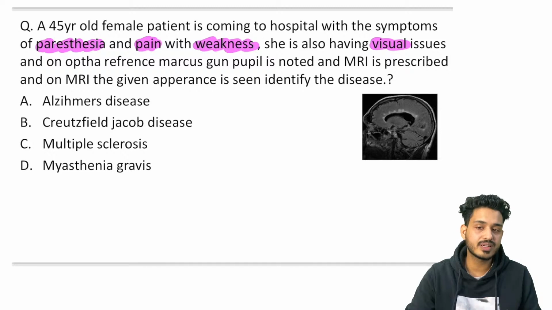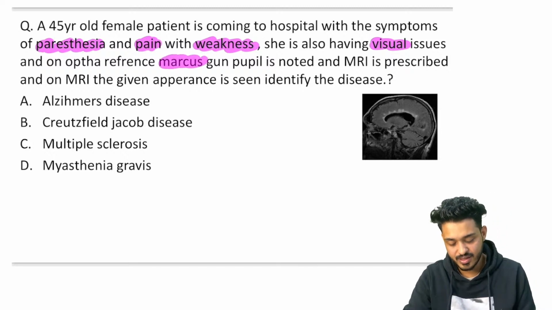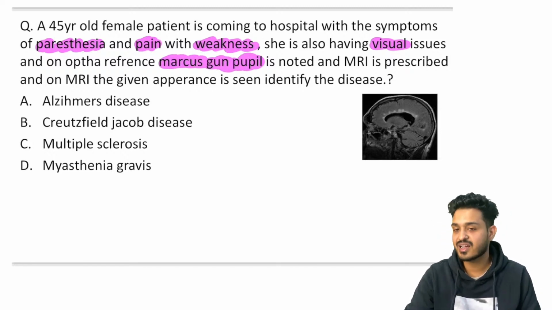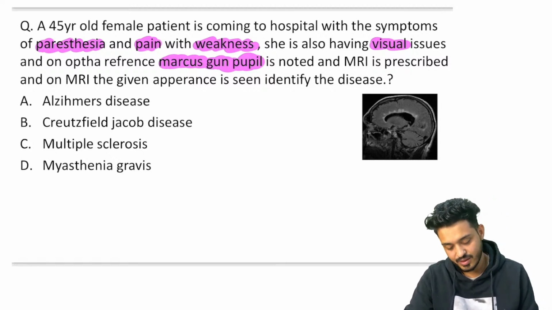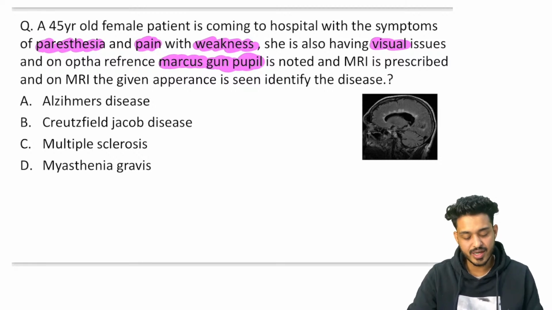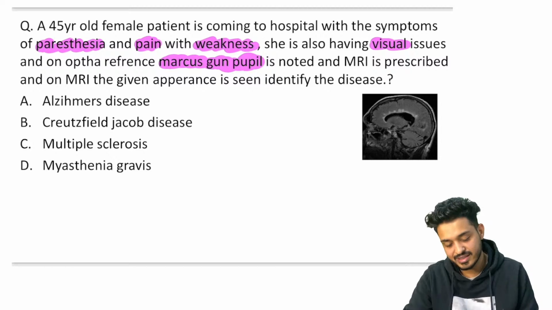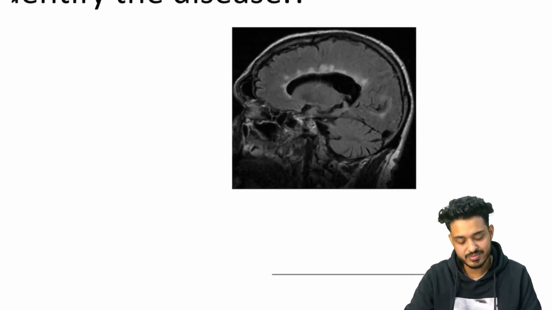And on examination we are getting a pupil. In ophthalmology, what is this Marcus Gunn pupil? What is this Marcus Gunn pupil? Some of you are answering. Right? Marcus Gunn pupil is noted and MRI is prescribed. What are we finding in the MRI head? You are finding this particular image.